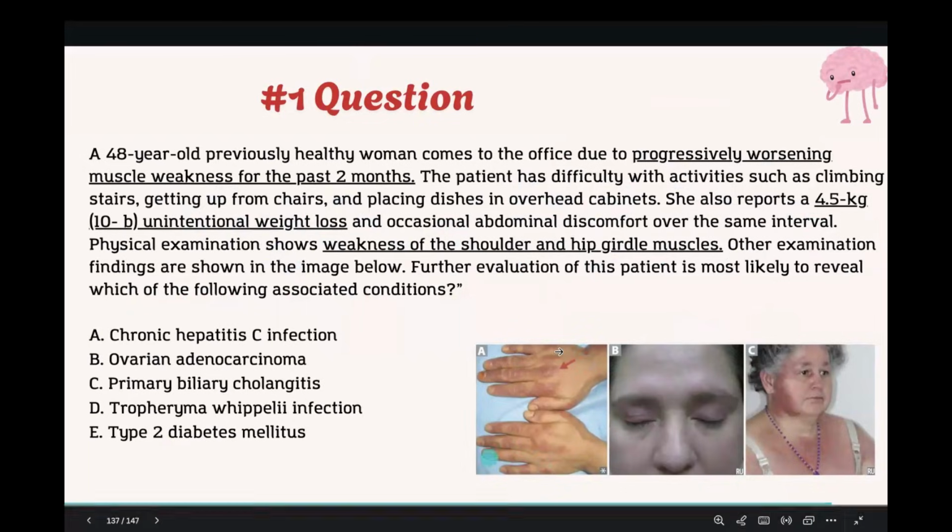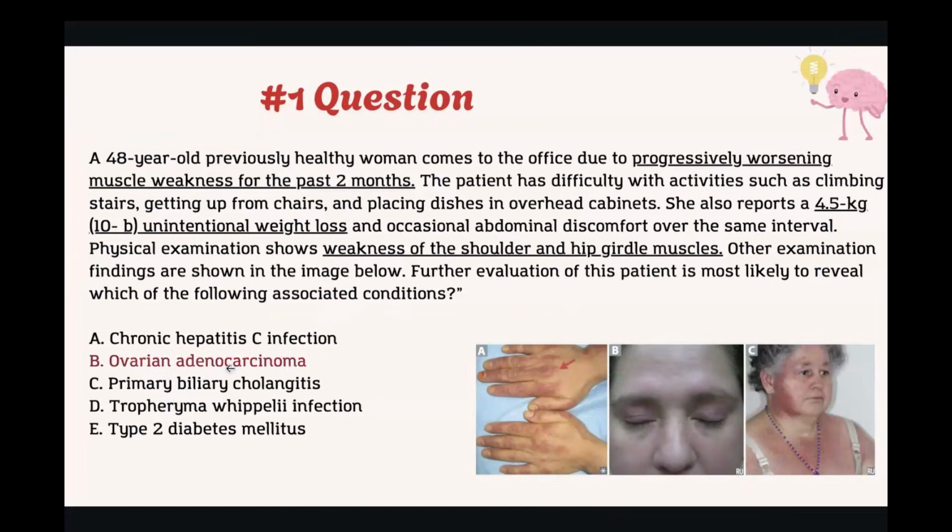So as you can see here, we have some cutaneous manifestations. If you guys remember, here we have the signs that we talked about. So what is this disease? This is dermatomyositis. Which of the following is associated with dermatomyositis? And we have the 4.5 kg unintentional weight loss. Exactly, it is ovarian adenocarcinoma. It's very important to associate malignancy with ovarian adenocarcinoma, you guys.